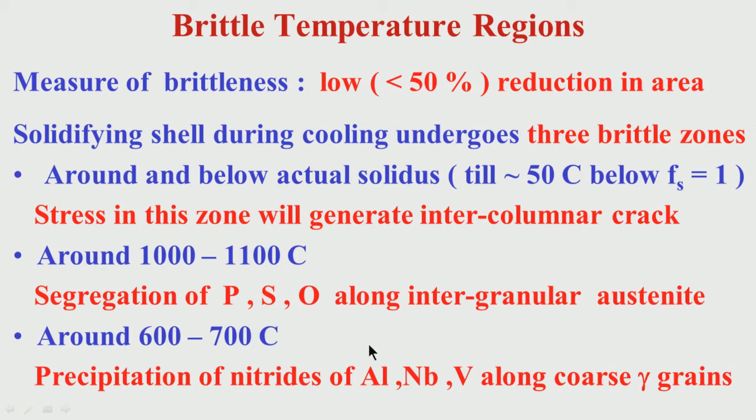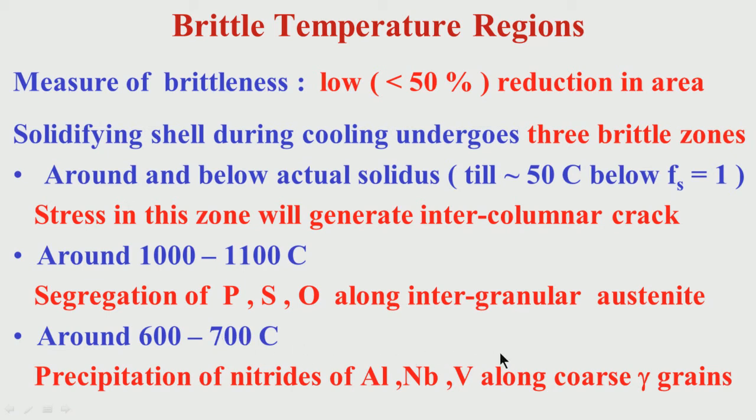Then there is a problem of precipitation of nitrides of aluminum, niobium, vanadium. Niobium, vanadium, these are microalloys. In microalloy steels you have these microalloying elements, and aluminum you can have in any aluminum killed steel. So, the problem is the formation of nitrides of aluminum, niobium, vanadium, they can form along the grain boundaries of austenite around this temperature.